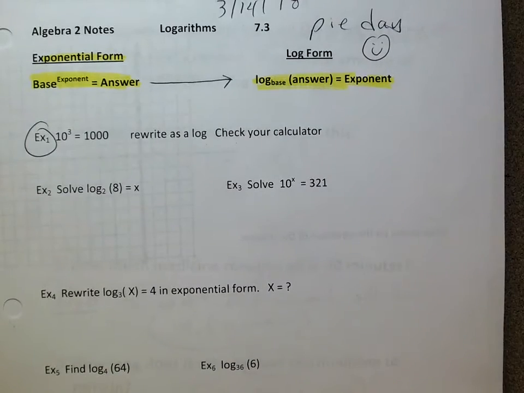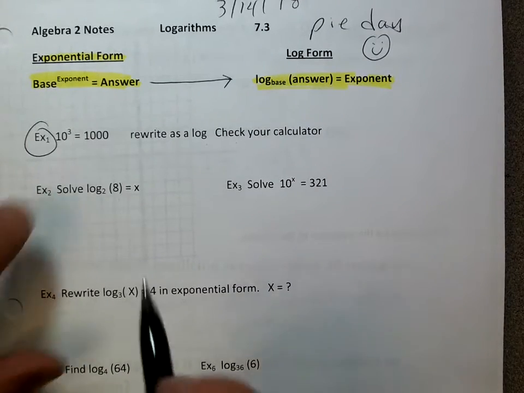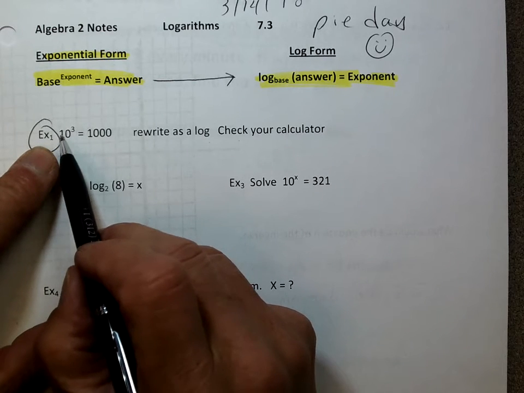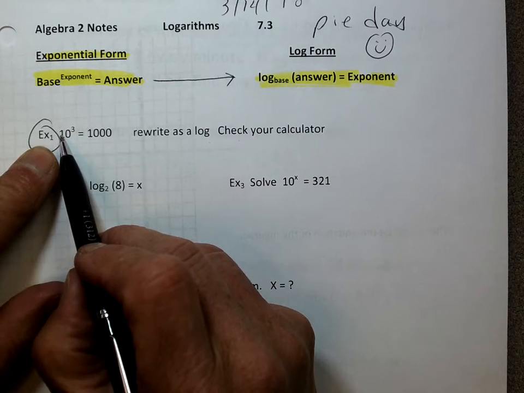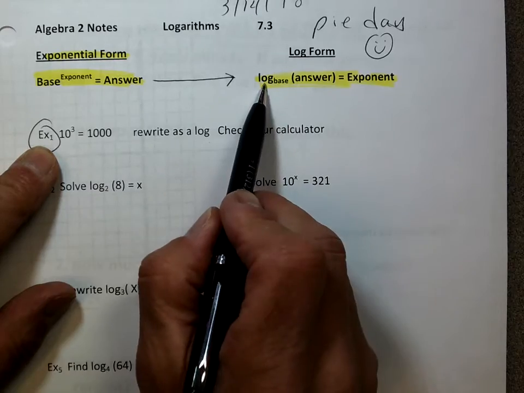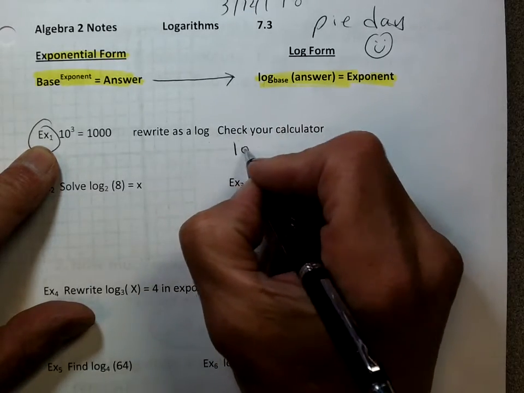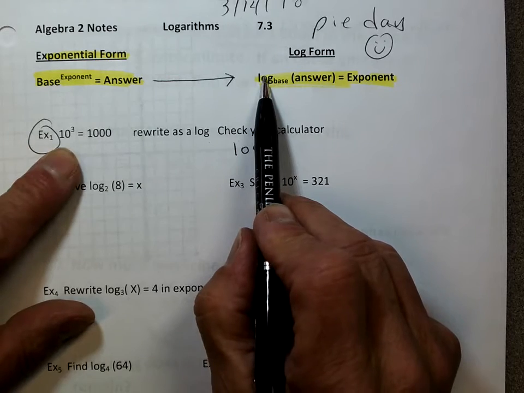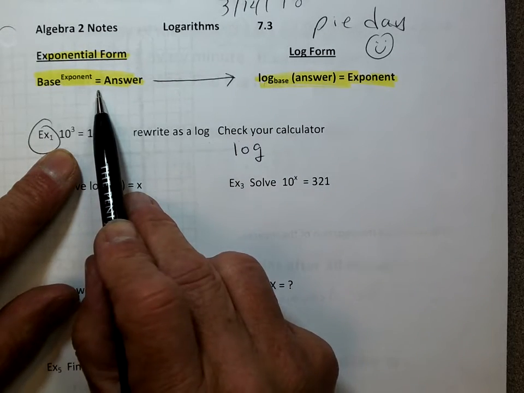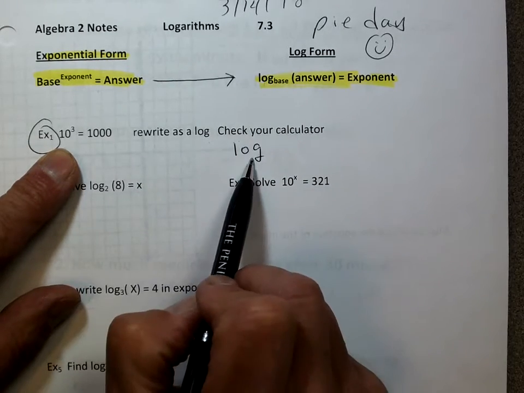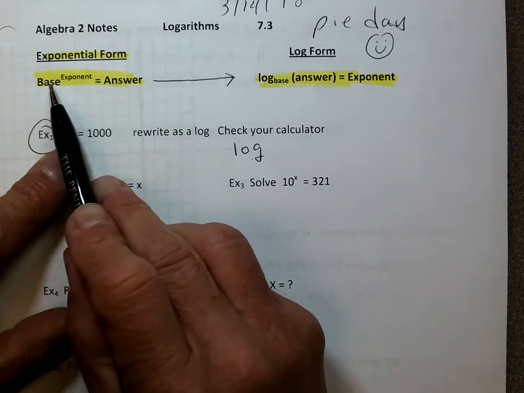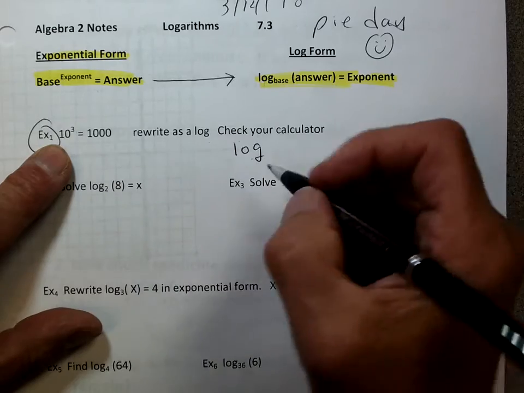Now, here's the key. Everybody's got to watch. The base, that's my 10. So whatever number's here, when I rewrite as a log, watch, let me do this carefully. You write log. We're doing logarithms, so you have to write log. So we're going to change it from exponential form into log form. Start with log. Now, the base number is this number. So in this case, we're going to put a 10 right here.